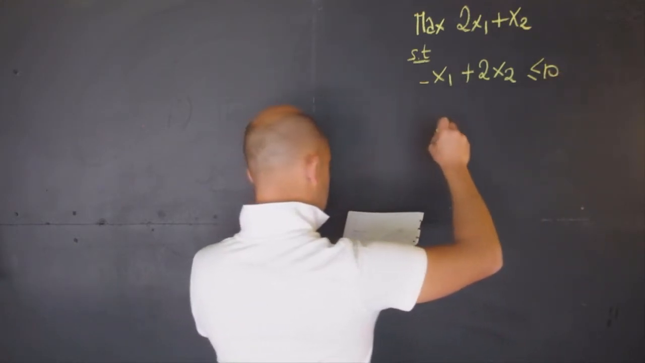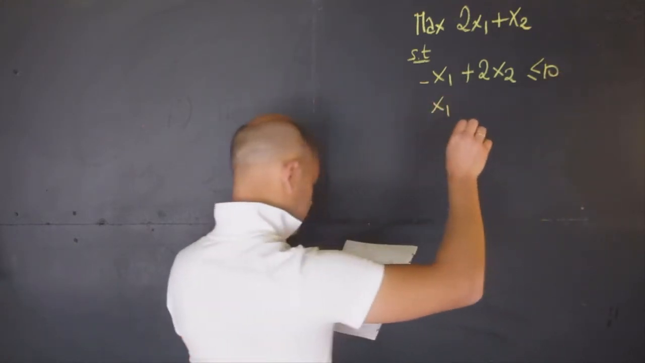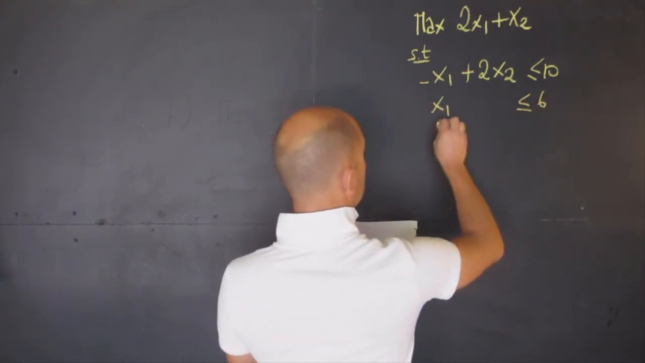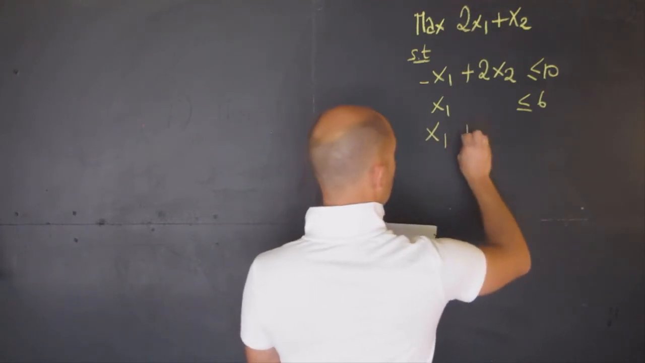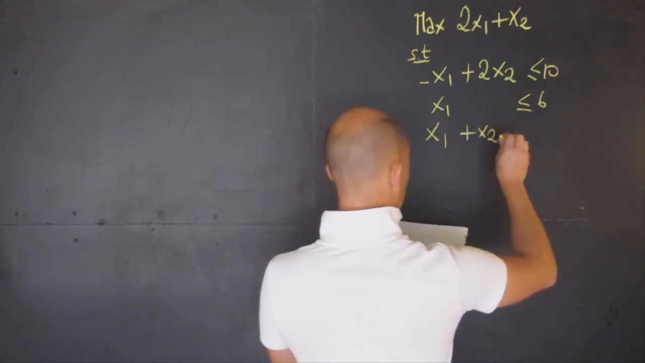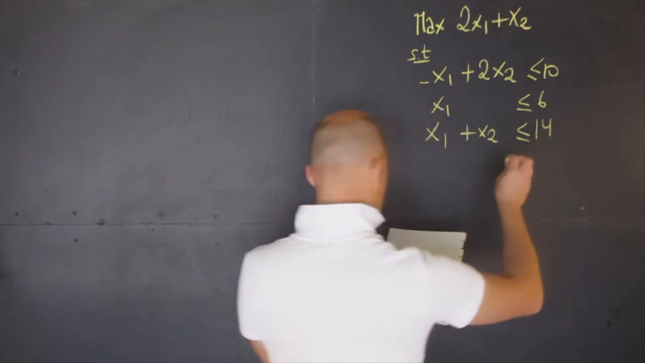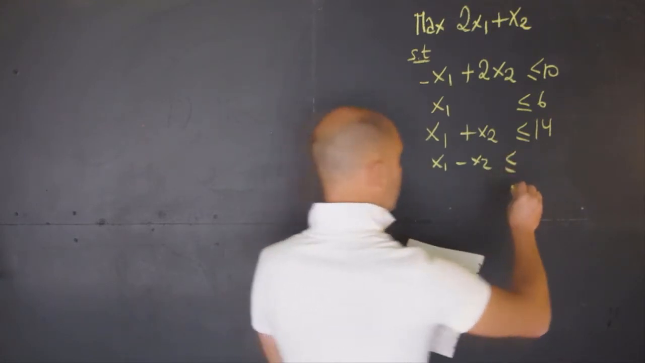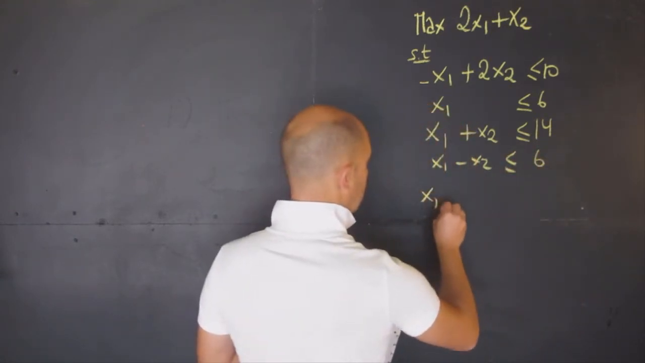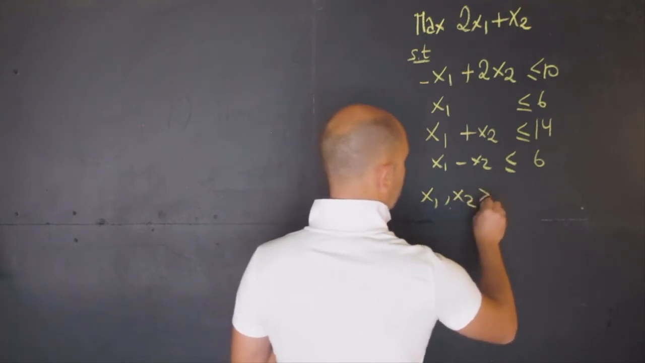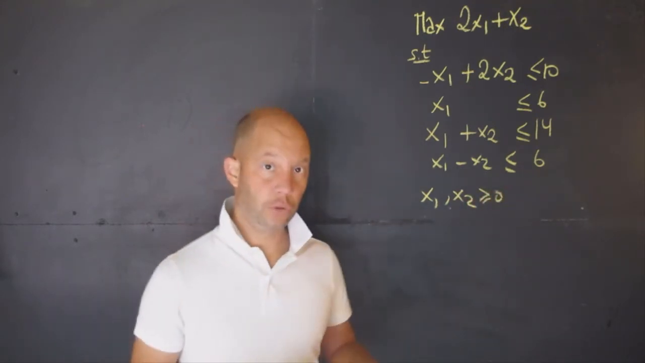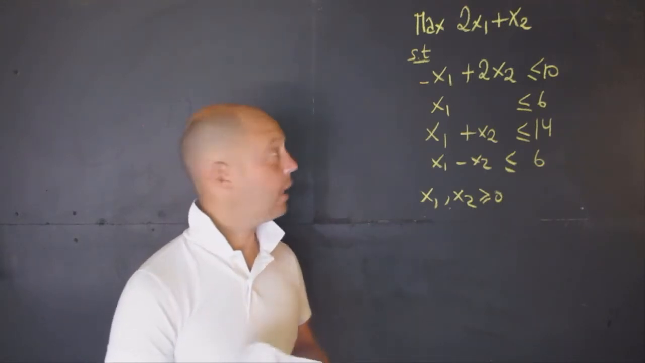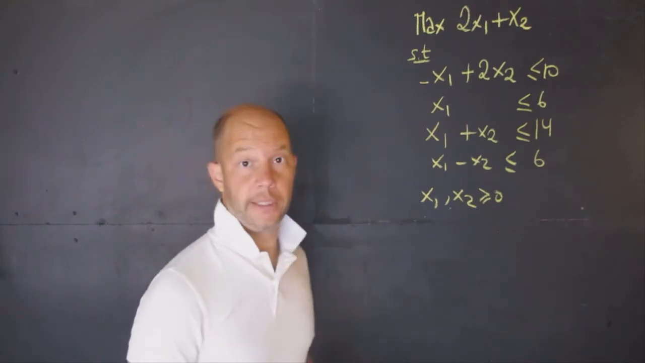The second one is x1 should be less or equal to 6. Then x1 plus x2 should be less or equal to 14. And the last one is x1 minus x2 should be less or equal to 6. Also x1 and x2 should be positive, so greater or equal to 0. So now how are we going to visualize this and try to solve it? I'm going to draw a quick graph and take over in a couple of minutes.